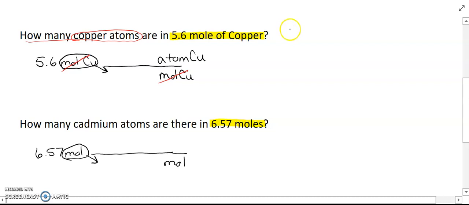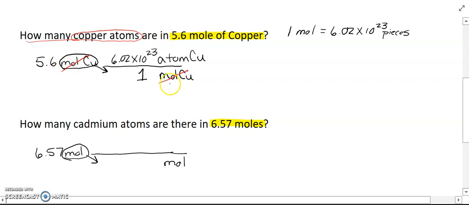And I have a conversion factor because I know that in 1 mole of anything, just like in 1 dozen of anything, there are going to be 6.02 times 10 to the 23rd pieces. And in this case, those pieces or particles are going to be atoms of copper. So I've got a 1, and the 1 goes in front of my mole here. So in 1 mole, I'm going to put this 6.02 times 10 to the 23rd on top. And what that allows me to do is to get rid of moles. And now the unit that I have remaining is going to be my atoms of copper.